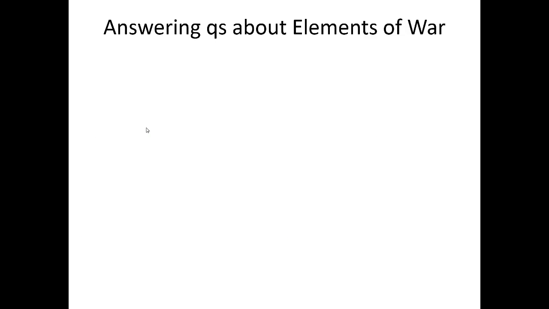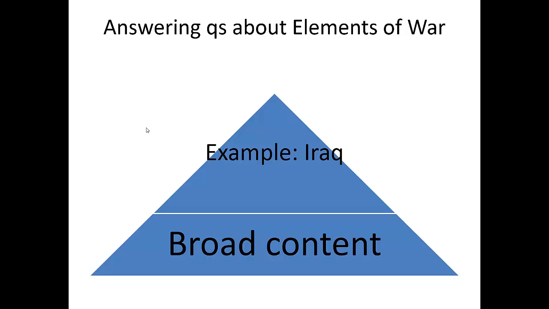When we're answering questions about elements of war, two things I'd like you to do. First thing is to set up a base. So the first thing I'd like your answer to do is to talk broadly about each of those elements. So if you have a question about just war theory, I'd like you to begin by telling me what just war theory is. It involves justifications for war. Some of these justifications include last resort and self-defense.